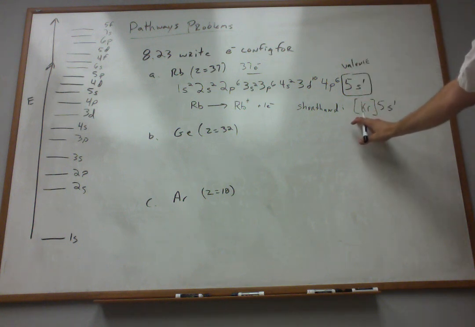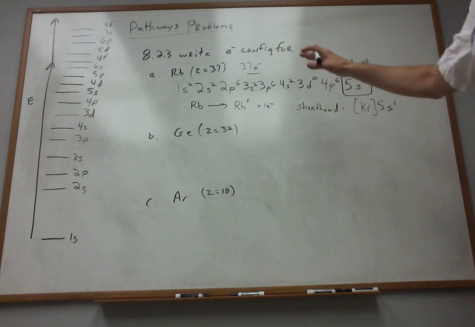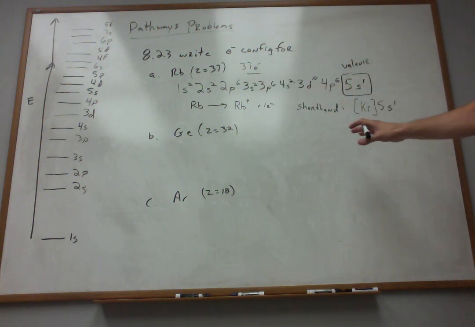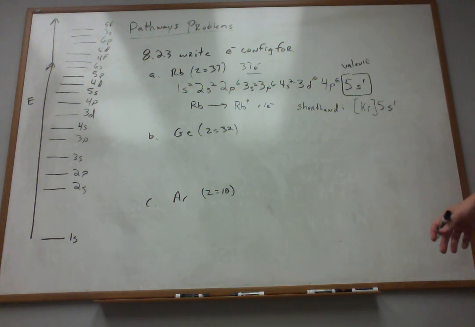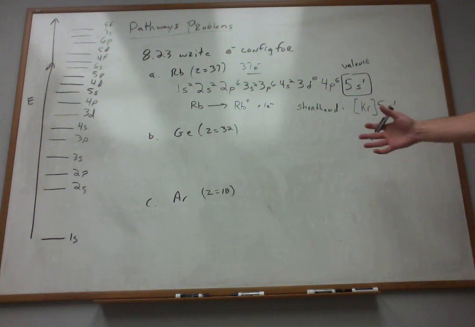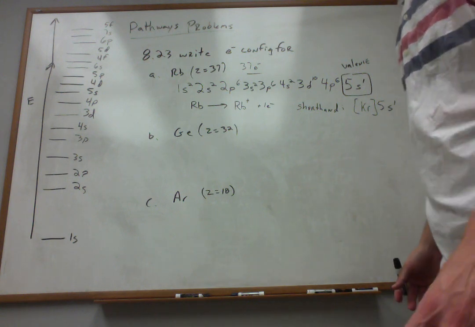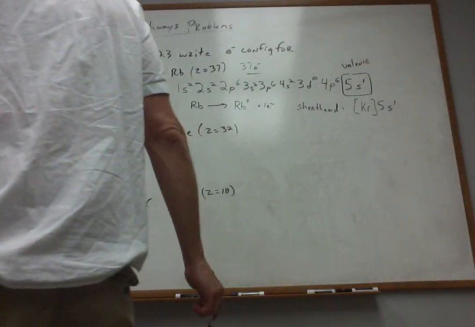When we use a shorthand notation, we're saying that that krypton core is identical to what it is here in this element. Okay? The only difference is what's after that core, here that's the 5s1. All right, so it's a lot easier just to write this than to write the whole thing out. But nonetheless, we're gaining some experience in practicing.